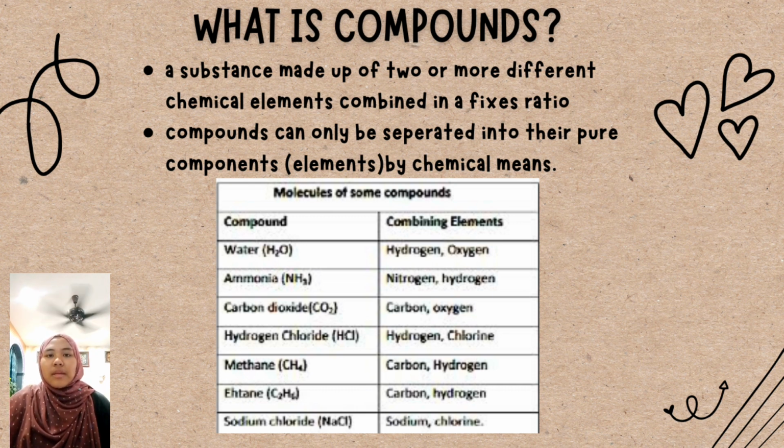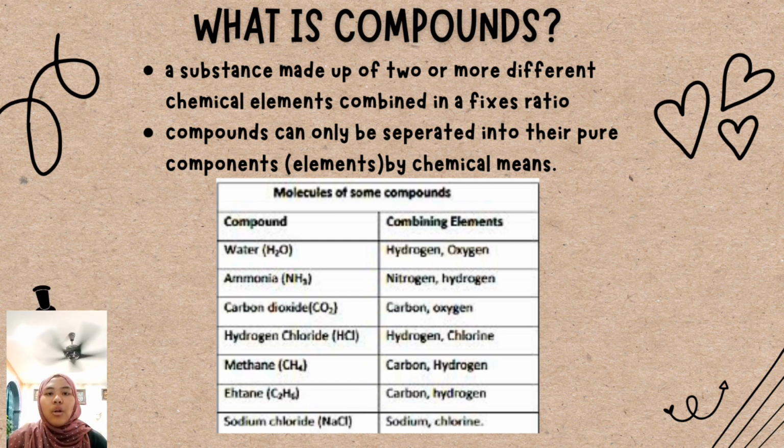What are compounds? A compound is a substance made up of two or more different chemical elements combined in a fixed ratio. Compounds can only be separated into their pure component elements by chemical means. All of you can see the example of compounds here.